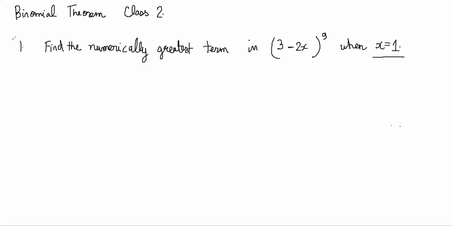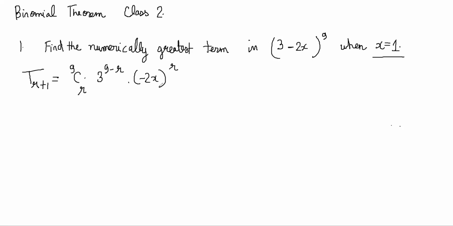Okay, so this is the question: numerically greatest term. Numerically greatest term means the value of the term is maximum, right? The numerical value is the highest. So if you have some term, tr plus 1 is equal to, in this case, 9cr, 3 to the power 9 minus r, minus 2x to the power r. This is a term, right?